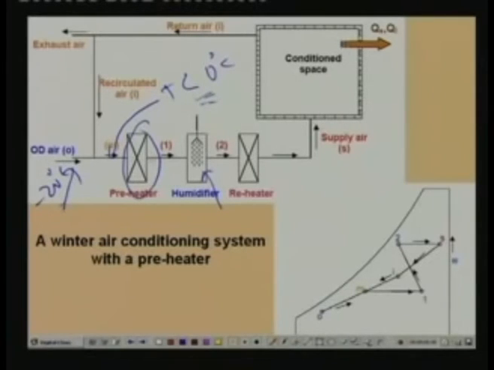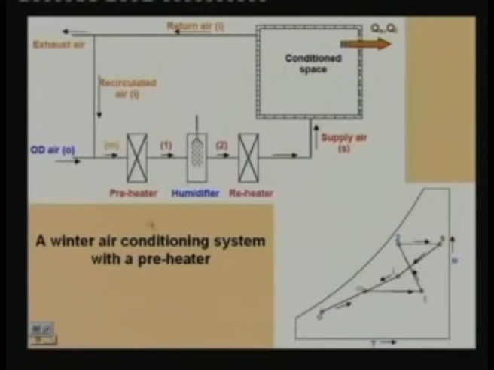Since you are heating the air first, its temperature increases beyond the freezing point, so there won't be any freezing in the humidifier. So that is the advantage of using a preheater. In addition to that, you can control the heat supply to the preheater. By controlling this, you can control the humidity level in the conditioned space. So that is the advantage of using this system.